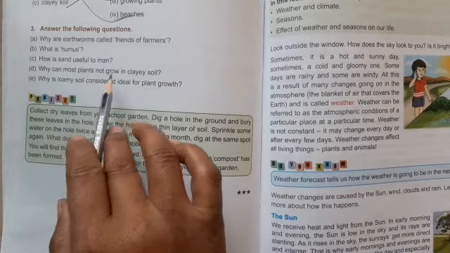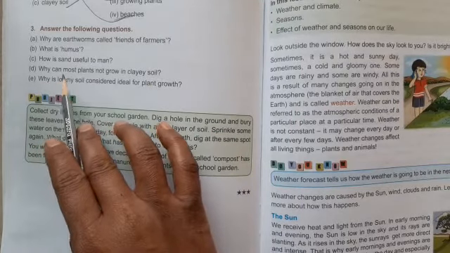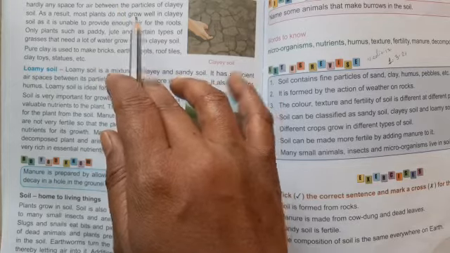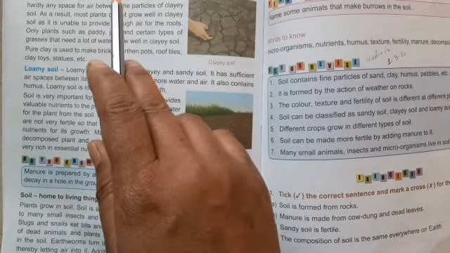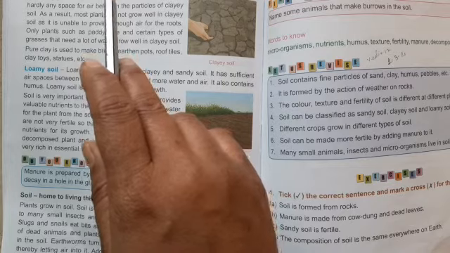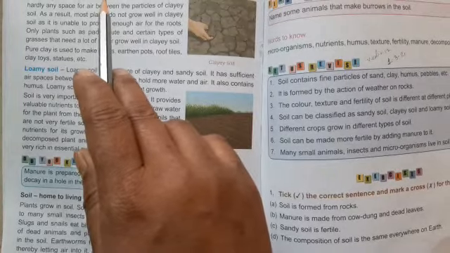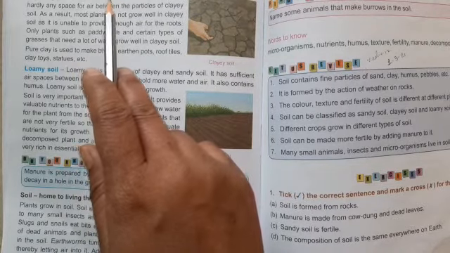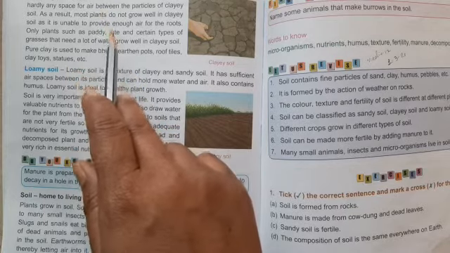Next question D. Why can most plants not grow in clay soil? There is hardly any space for air between the particles of clay soil. As a result, most plants do not grow well in clay soil as it is unable to provide enough air for the roots. Understood, kids?